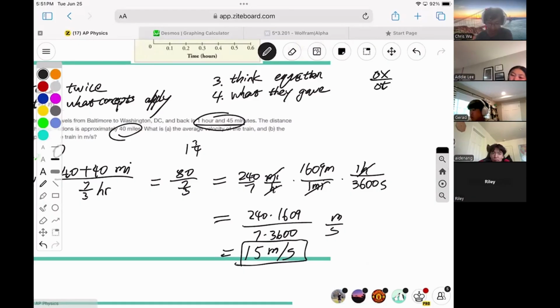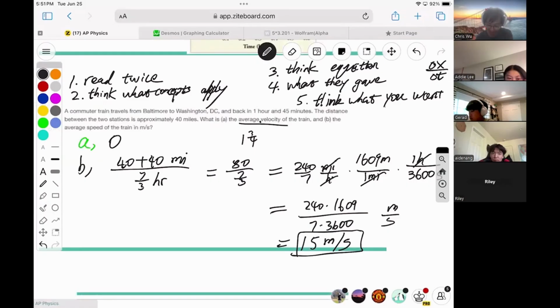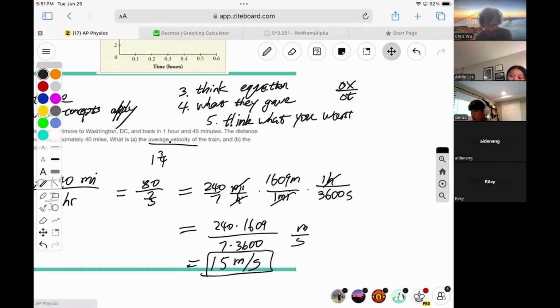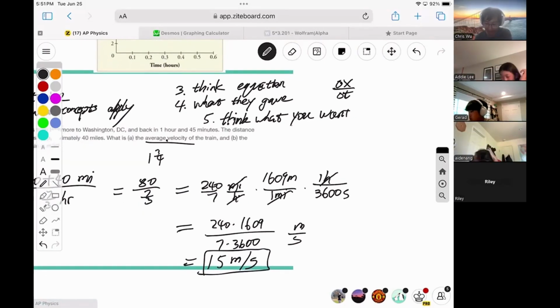And I look at these: okay, which is which? Is this t? Is this x? Is this t or is that x, right? So think about what they give you. Step 5, think what you want, right? What I want at the end of the day in this question is the average velocity and the average speed, right? And then think about where in the equation they are, and then fill them in. And then step 6 is filling in the equations.